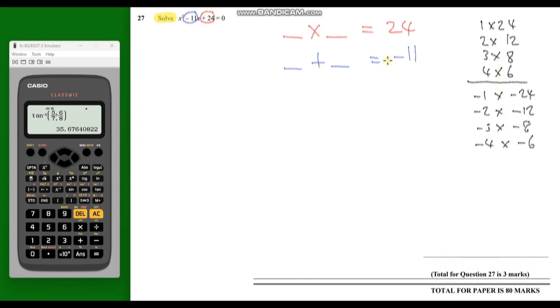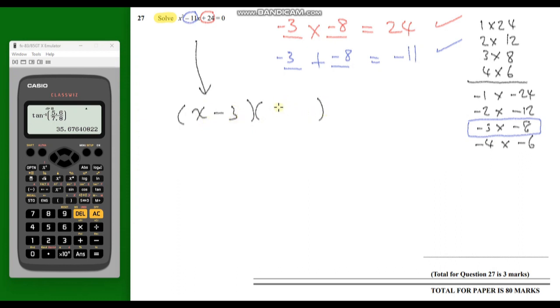Now, the ones that will give us a sum of negative 11 will be these ones here. Notice that negative 3 times negative 8 does give us 24, and negative 3 plus negative 8 does give us negative 11. So to factorise this, we're just going to put them in a pair of double brackets. The first one, we've got x minus 3, and the second one, we've got x minus 8. And obviously all of this is what we've got on the left-hand side. On the right-hand side, we've just got 0.